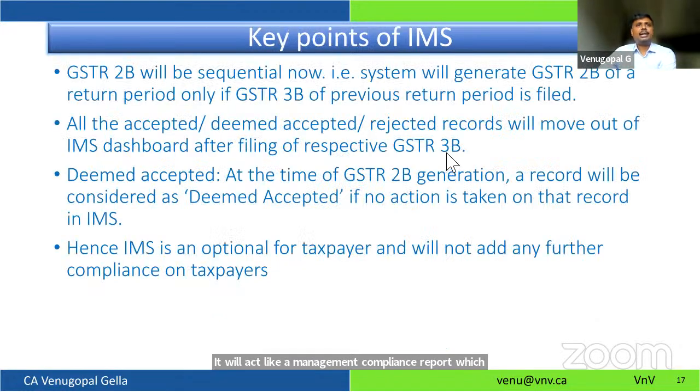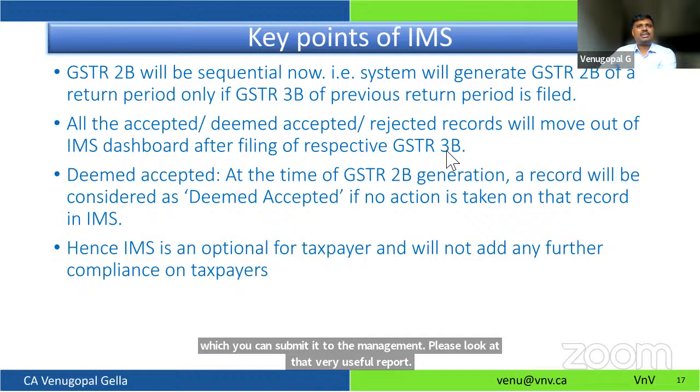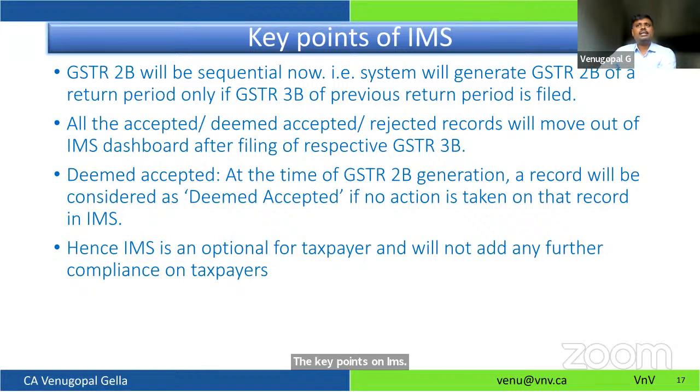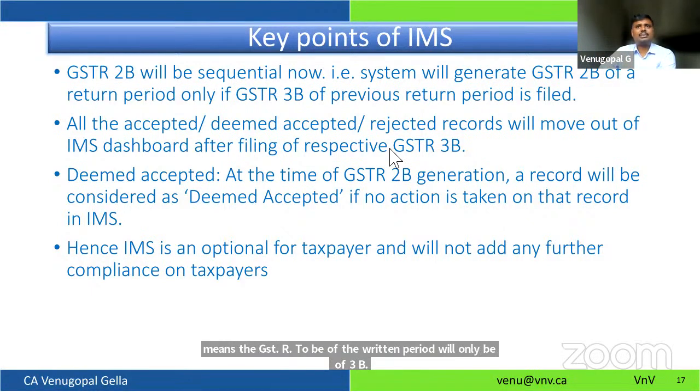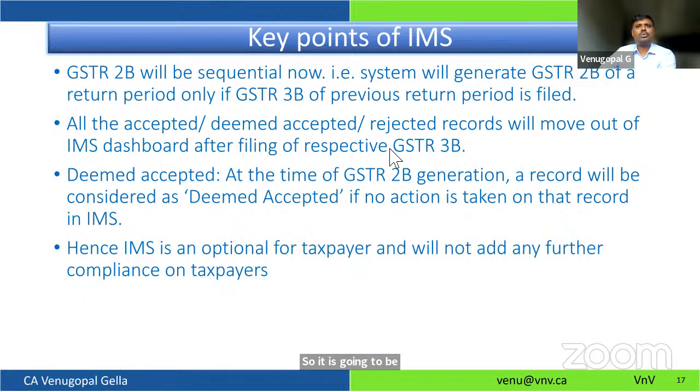So key points on IMS, the 2B will be sequential. That means the GSTR 2B of the return period will only be of 3B. So it is going to be linked. All the accepted, rejected records will move out of the IMS dashboard and move to 2B, and from there it will move to 3B. If you don't do anything, everything will be deemed as accepted.